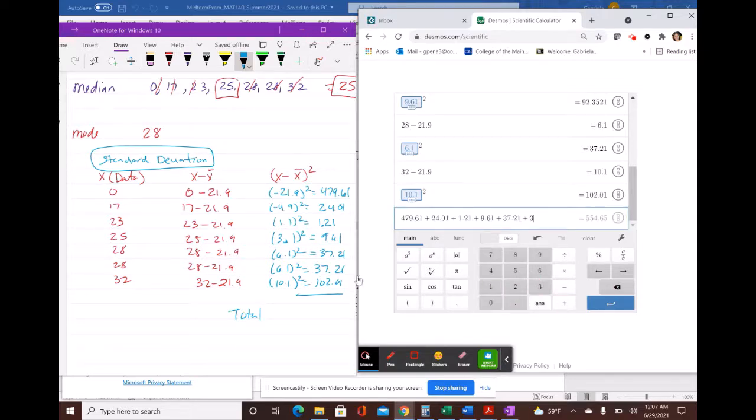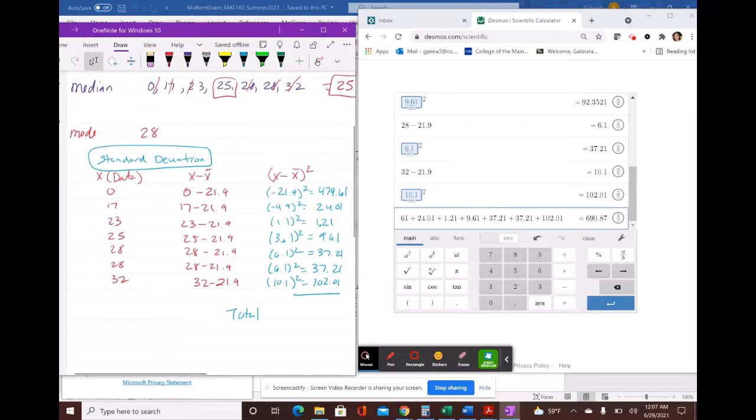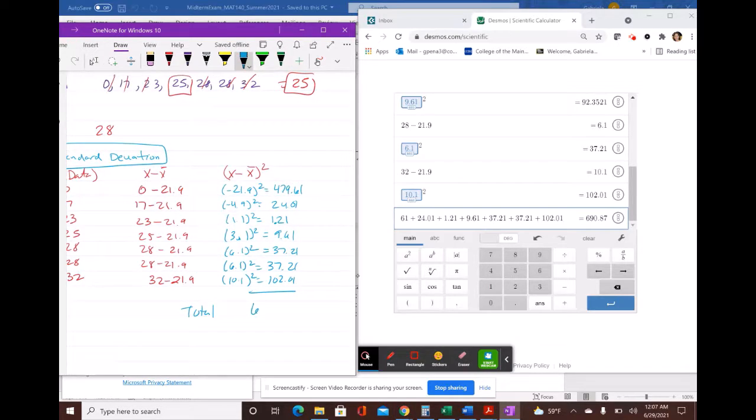37.21 plus 102.01. So when I get that total, I get a total of 690.87.